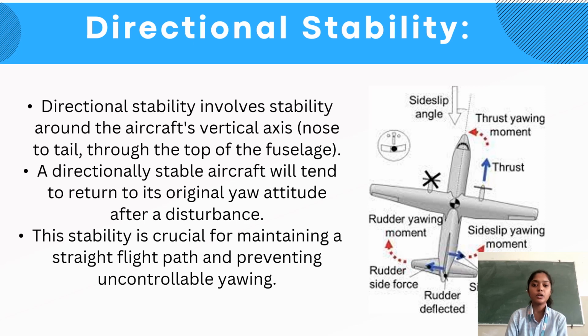Directional stability involves stability around the aircraft's vertical axis, nose to tail, through the top of the fuselage. A directionally stable aircraft will tend to return to its original yaw attitude after a disturbance. This stability is crucial for maintaining a straight flight path and preventing uncontrollable yaw.